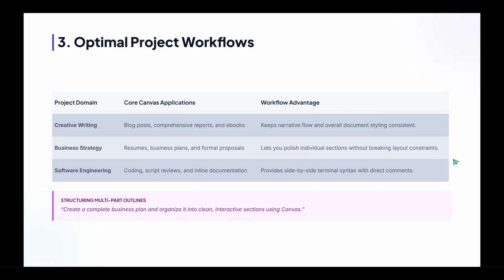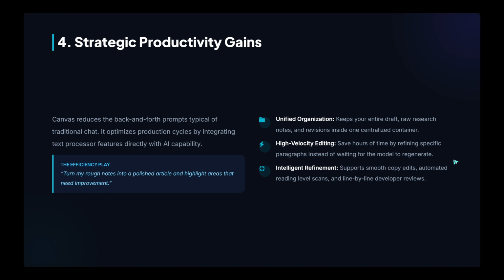Canvas keeps large projects in one place, streamlines collaboration with AI, and helps you manage complex writing and coding tasks without losing track of your progress. When you're refining rough material, use a prompt like, "Turn my rough notes into a polished article," and highlight areas that need improvement. With clear guidance and a little iteration, Canvas can dramatically improve productivity on long documents.